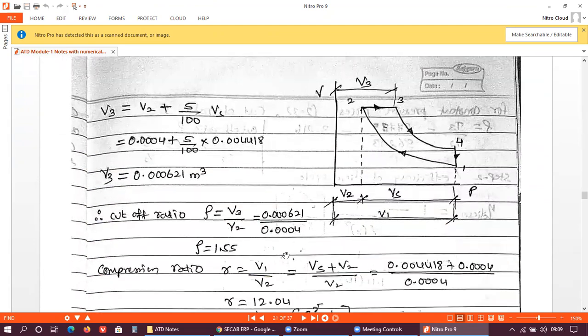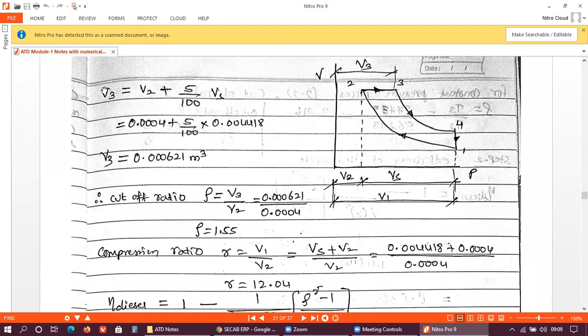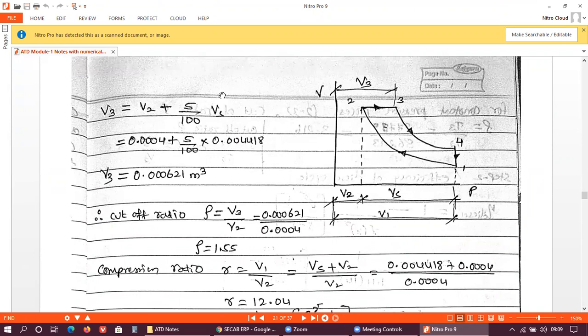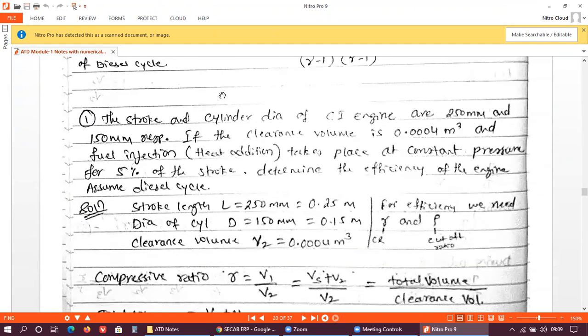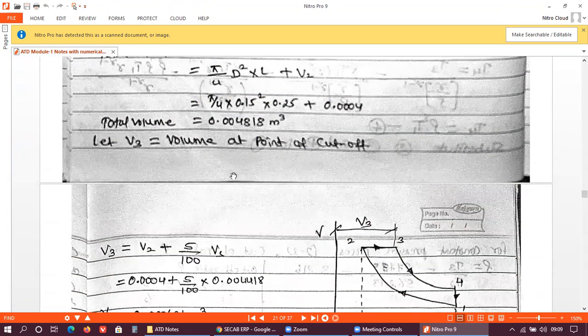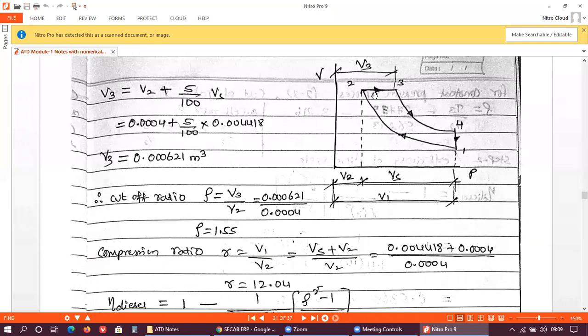So how are you going to calculate this? As it is clearly mentioned in the problem statement, V3 is equal to V2 plus 5% of the stroke length. As you can see here in the problem statement, fuel injection or heat addition takes place at constant pressure for 5% of the stroke. The heat addition is taking place during the process 2 to 3. So how much is the total value of V3? V3 will be V2 plus 5% of Vs, the stroke volume.